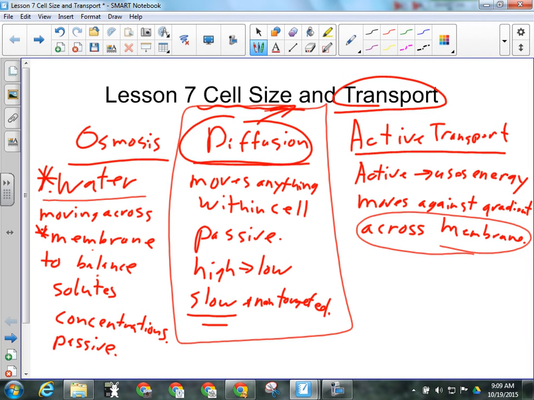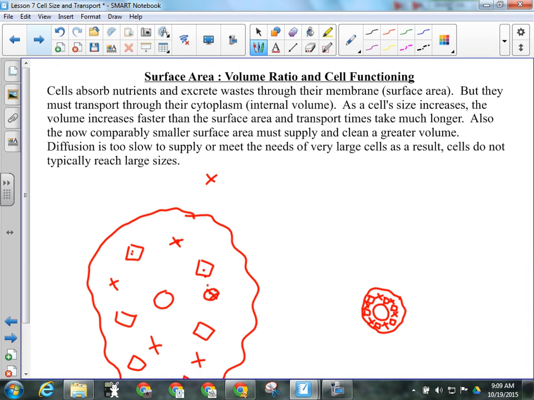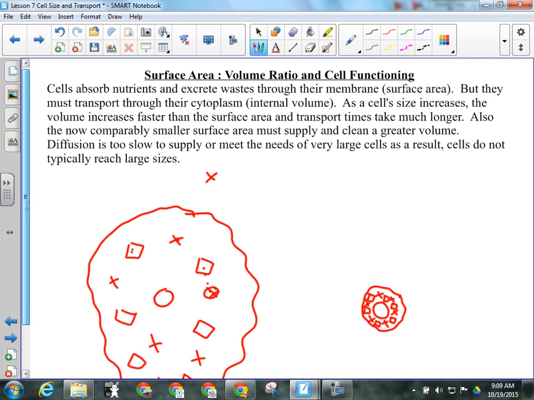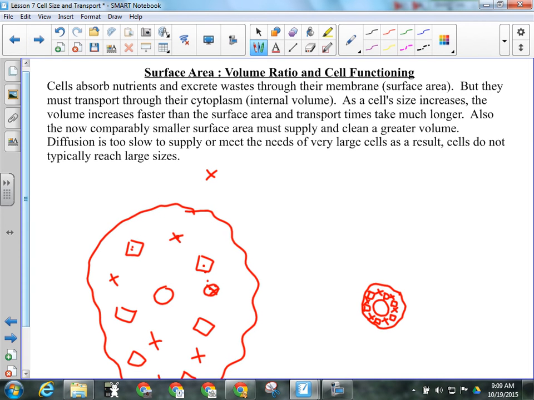All right, questions so far? Now, I don't think you have this anywhere, but it's just something we're going to talk about here. Cells absorb nutrients and they excrete wastes through the membrane, and that's how stuff gets in and out. We talked about that. That's endocytosis and exocytosis. But they have to transport through their cytoplasm, or their internal volume, and we've said that that's accomplished by, how do they transport once it's inside?